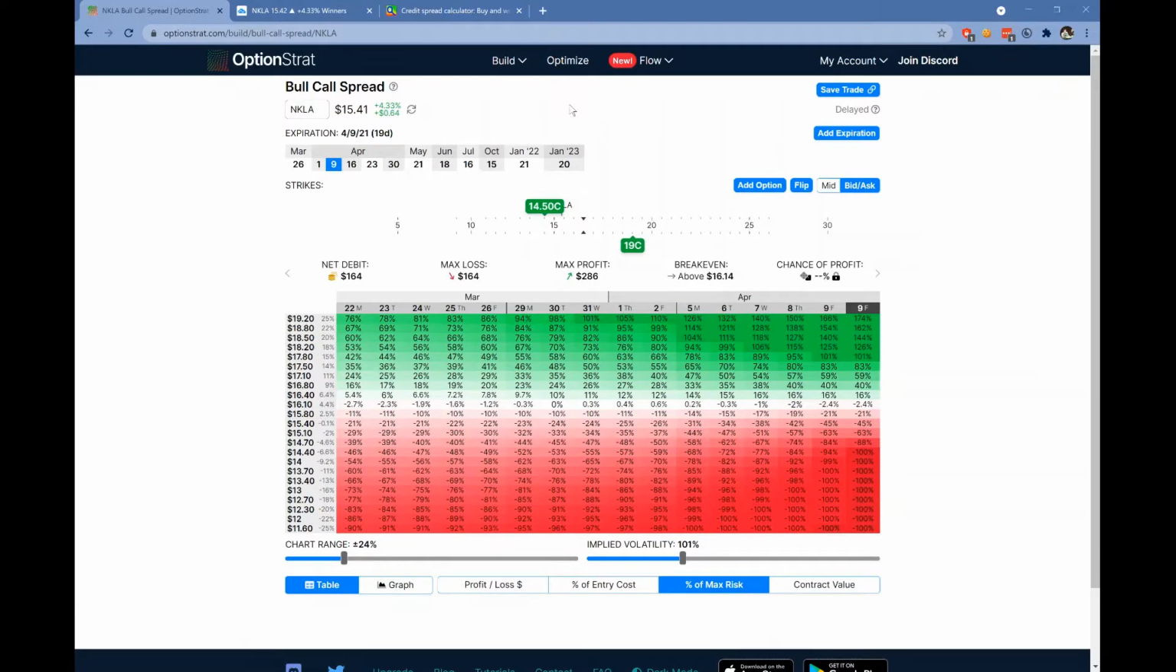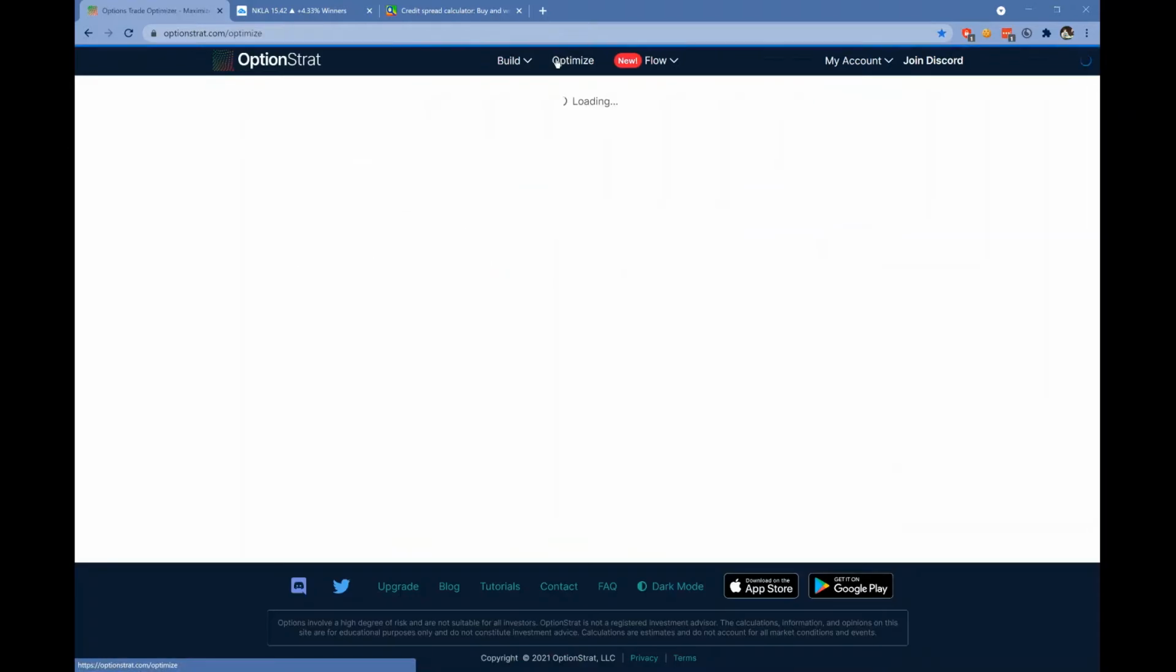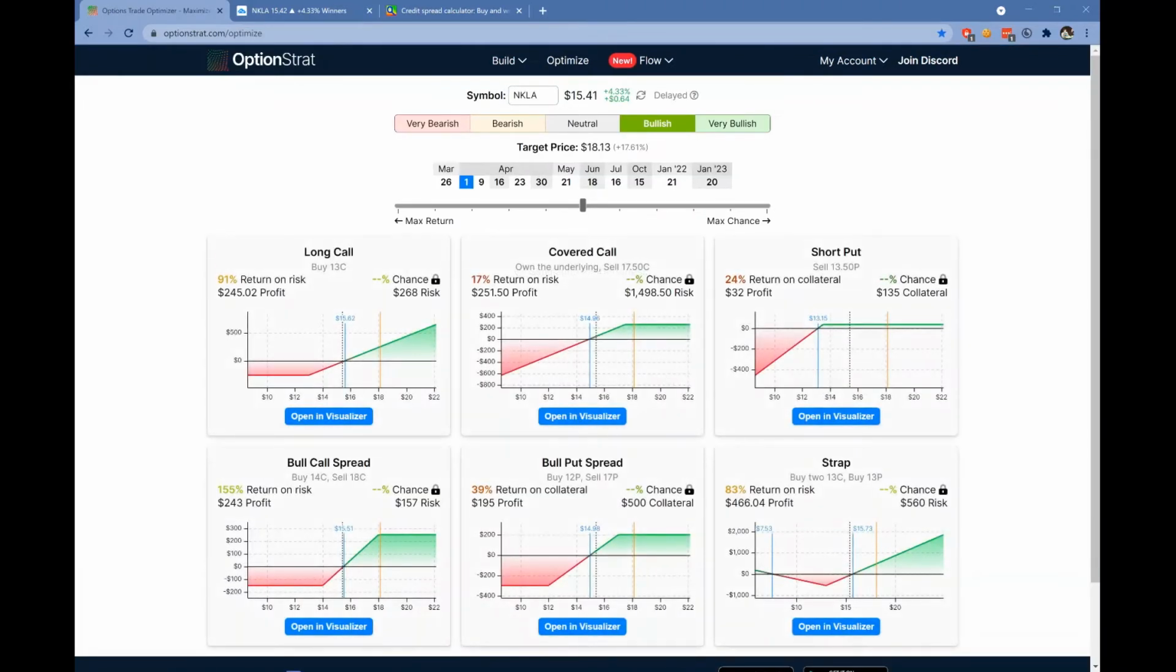However, instead of spending time playing with the values trying to find a good trade, what you can do is just click optimize, and it'll take that same symbol and the expiration, and it'll calculate for you. If you're bullish, it'll choose a price target that's a reasonable distance away, and it'll show you the trades for that price target.